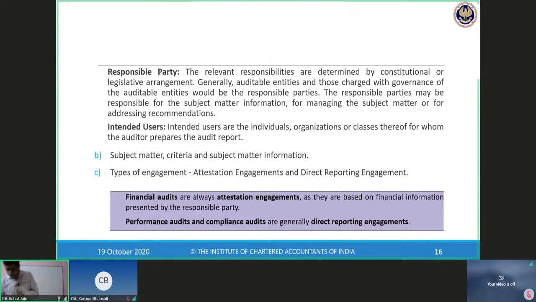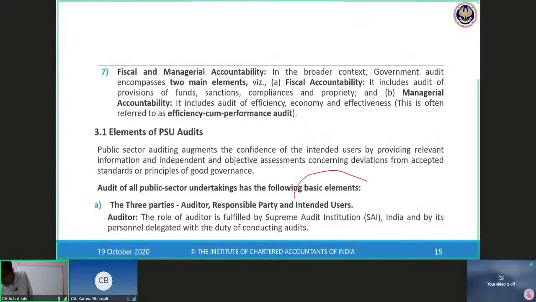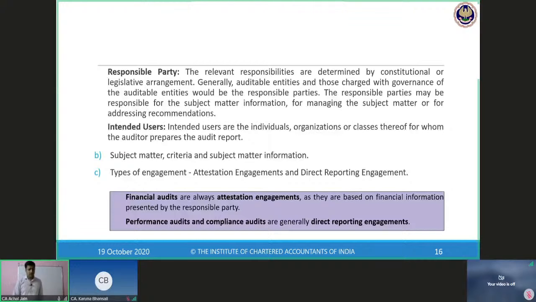What are the other elements? So we are looking at the basic elements in relation to the audit. So first is about the parties which are involved, which is very common. Second is the subject matter, meaning what all the audit will cover, criteria, subject matter information. Then there is the type of reports, because eventually the audit will have to come out with a report.